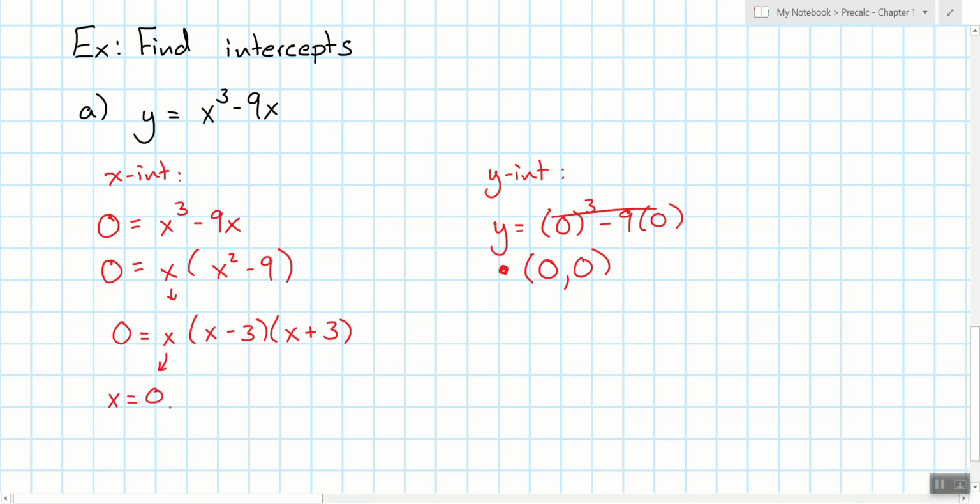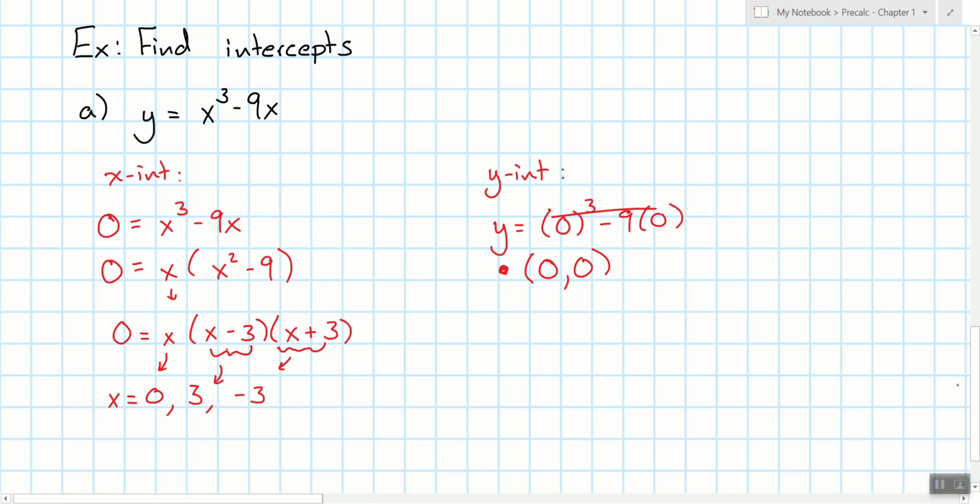So we got x equals 0. What value of x makes this factor 0? 3, and the other one? Negative 3. Okay, now I've given you the solutions at this point, right? Because we just have x equals something. What did I actually ask for, though? Good, the intercept, or the points.